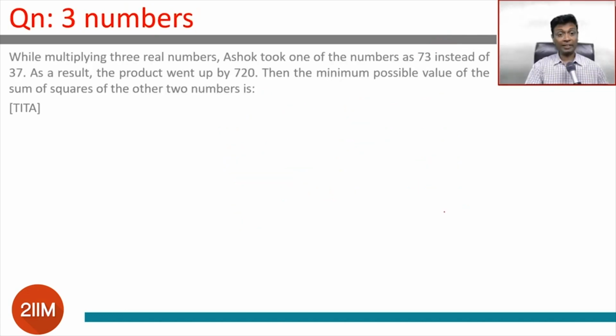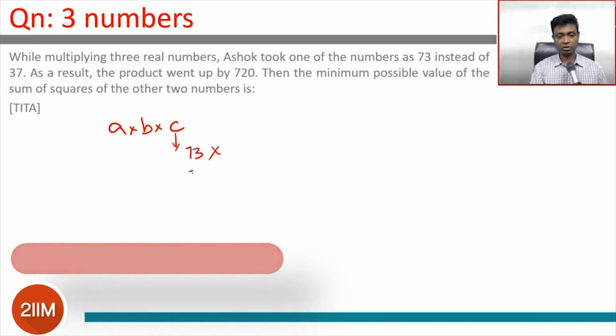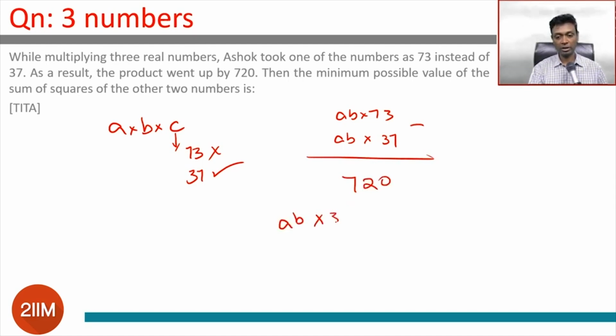While multiplying three real numbers, let's say A, B, C, Ashok took one of the three numbers as 73 instead of 37. Say C, he takes as 73. He should have taken it as only 37. The product went up by 720. So AB into 37 is what he should have done. AB into 73 is what he did. The difference is 720. Or A into B into 36 is 720. A into B is 20.